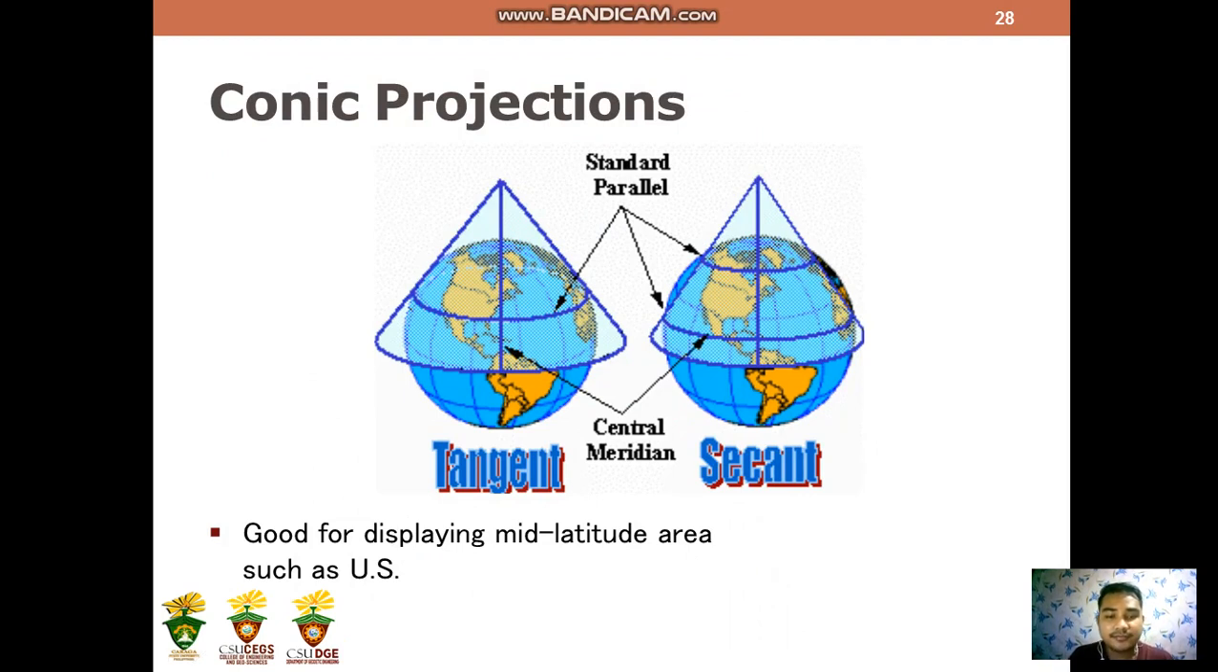For conic, no? So, ingani ang form pag tangent, isa lang. Isa lang siya nga parallel nga nag-touch sa cone. And ang cutting line nga akong giingon before is ang central meridian. So for the secant, kaduha, duha ka parallels ang nag-touch sa cone. And conic projection usually is good for displaying mid-latitude areas such as the United States.